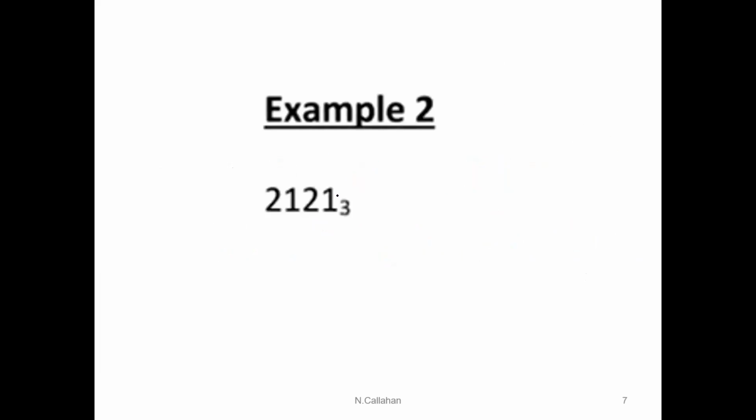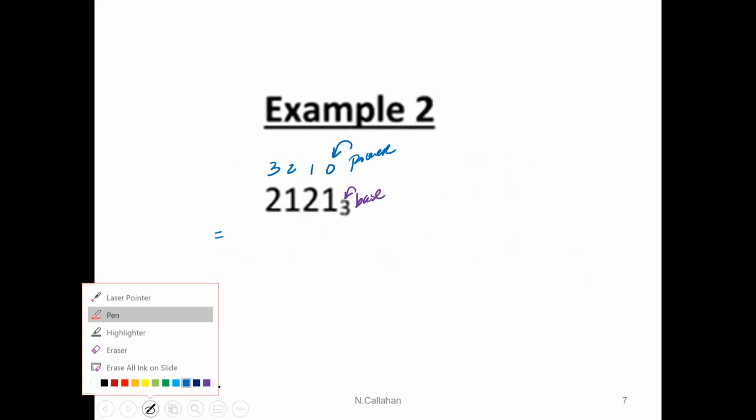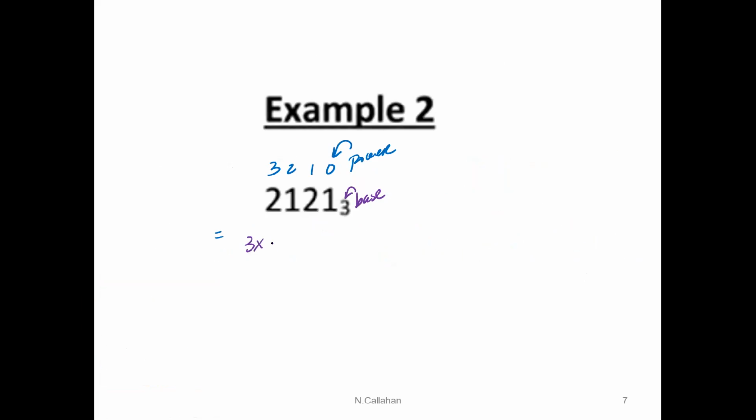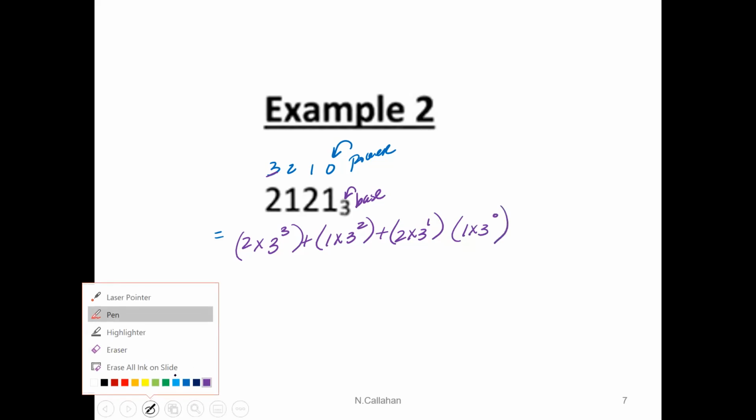Example 2, let's take a look at this one here. Your base is going to be 3. Start at 0, 1, 2, 3. These are going to be your powers. So this is going to be equal to 3 times the base to the 3rd power, and that should be a 2, not a 3. Plus 1 times 3 squared. Plus 2 times 3 to the 1 power. Plus 1 times 3 to the 0 power.